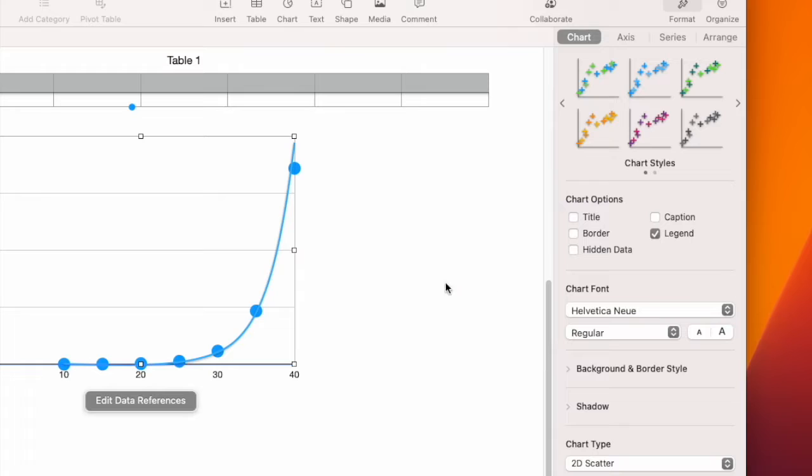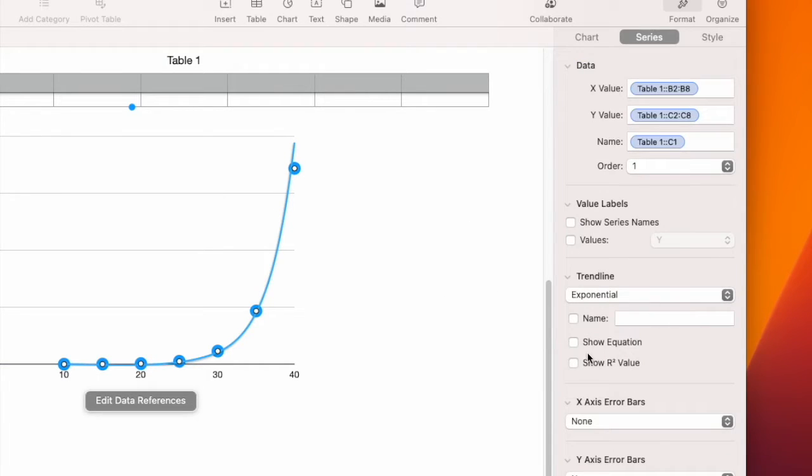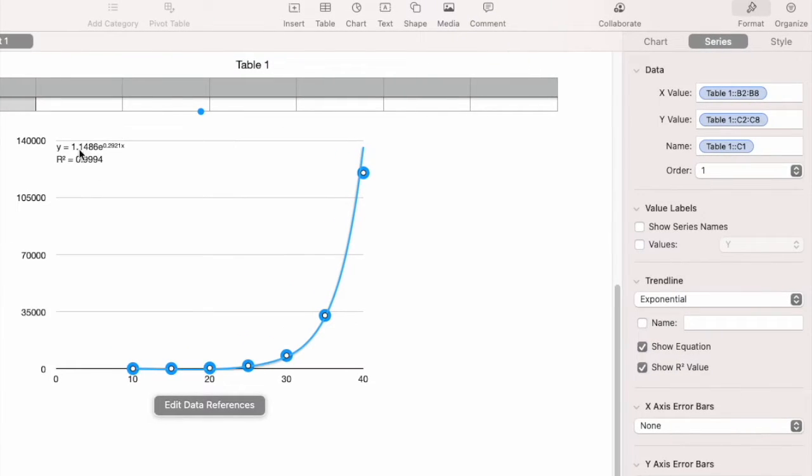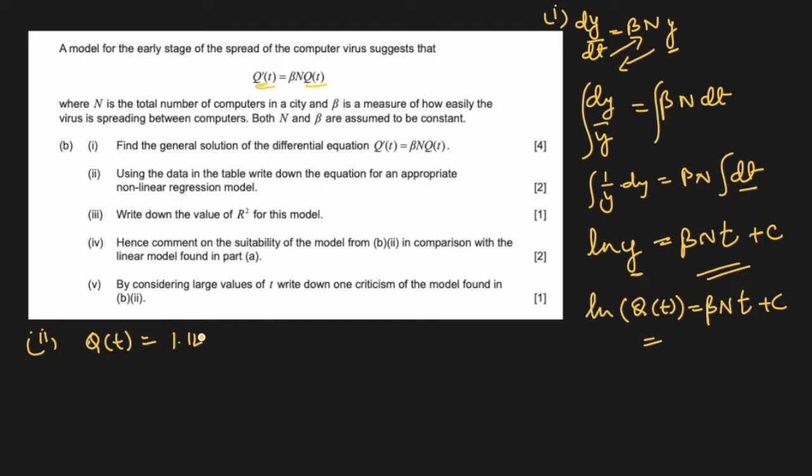Okay, and I have to show the equation, and r square is also needed later. So here it is. This is the equation: y equals 1.1486 e to the power 0.2921 t, and r square is 0.994. That is the one. What are they saying? Using the data in the table, write down the equation of the appropriate nonlinear regression. That is the one. Okay, number 3.